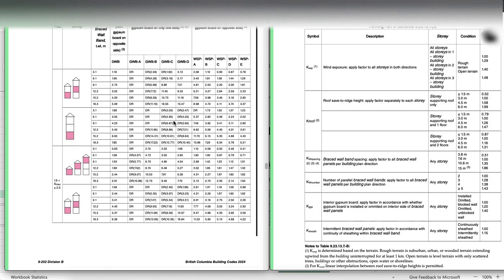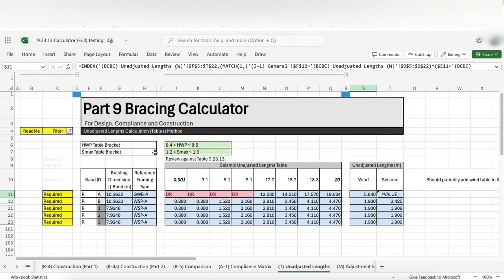But I was just touching on this idea that the gypsum wall sheathing type, these unadjusted lengths can be halved, and the way they can be halved is by installing the gypsum sheathing in a prescribed fashion on both sides of a wall, and then we can halve the lengths. And the calculator reflects this as well. So I'll jump over here. Where would it be?